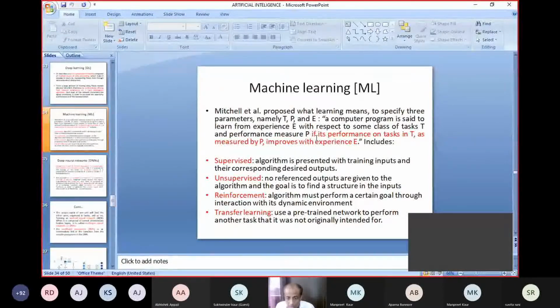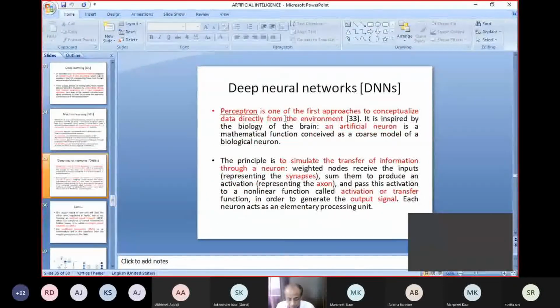In simpler terms, the computer has been given an experience, meaning multiple previous plans are fed into the computer, and when a new task T is given, it gives a perfect planning which is based on the previous experiences, and it is considered as the new planning or performance P. So that can be supervised or unsupervised, and reinforcement or transfer learning. There are 4 types of machine learning.